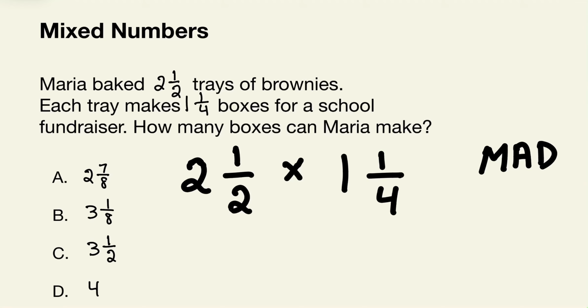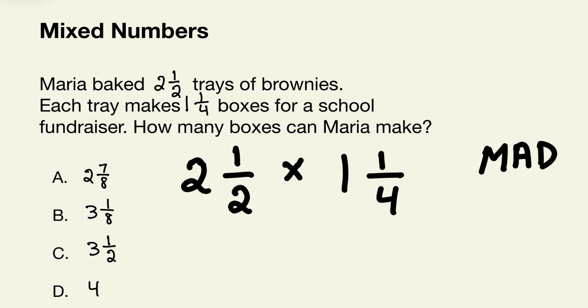Mixed numbers can feel confusing at first, but today I'll show you a simple visual trick called M.A.D that helps make these problems easier. And so this says Maria baked 2.5 trays of brownies. Each tray makes 1 1/4 boxes for a school fundraiser. How many boxes can Maria make? So go ahead and pause the video and try this out first.